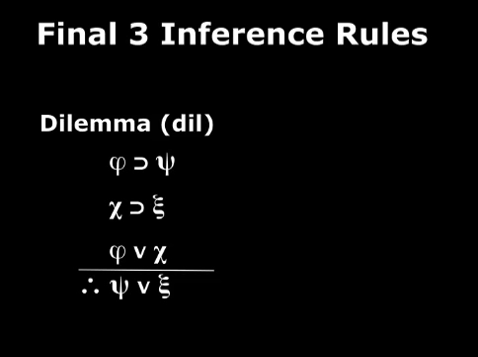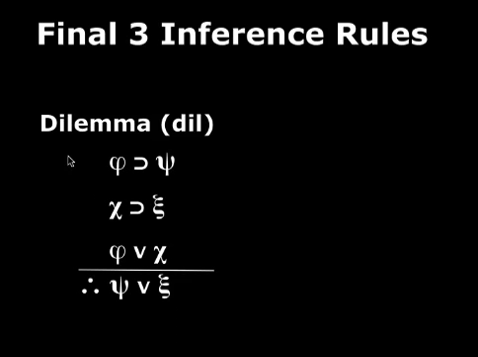So first up is the rule of dilemma, which says that if you have 2 conditionals, which we have here, if phi then psi, if chi then psi, and you also have the disjunction of their antecedents, so the 2 antecedents here are phi and chi, and we have that phi or chi, you can then infer the disjunction of the consequents, psi or psi, there. And that's fairly intuitive if you think about it.